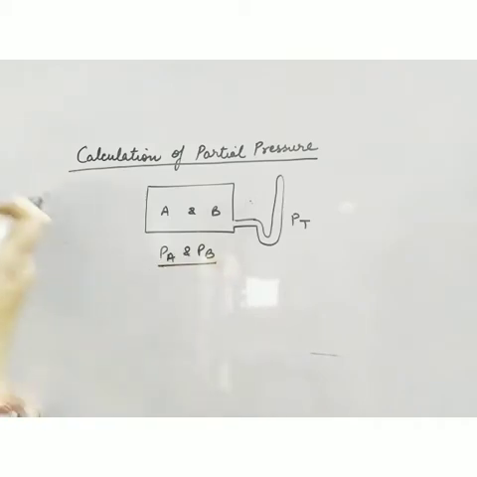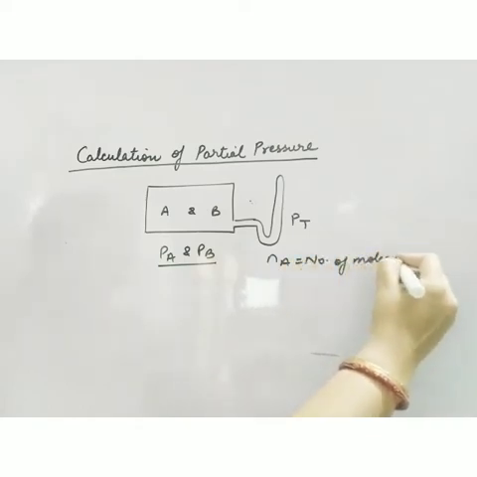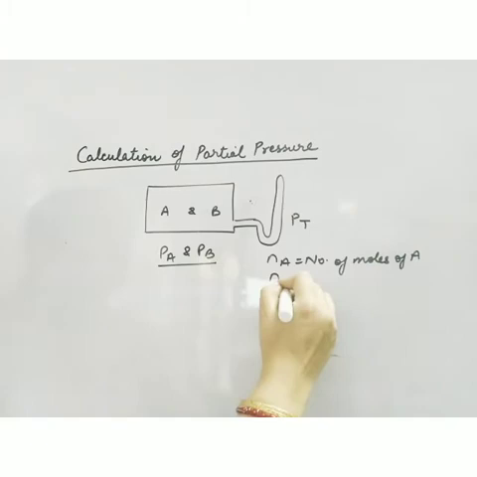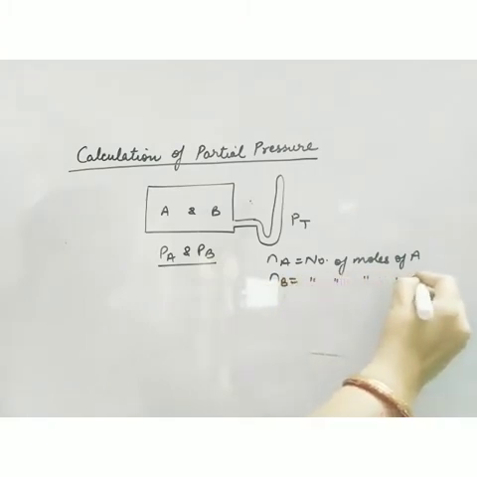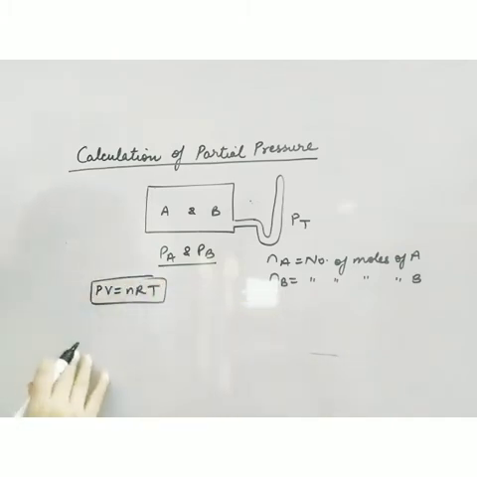Now the difference must be clear to you: what is the meaning of pressure and what is the meaning of partial pressure. Pressure means the gas is present alone, and partial pressure means the gas is present in a mixture. Now suppose Na is the number of moles of A and Nb is the number of moles of B. Now we know one equation. This is the ideal gas equation.